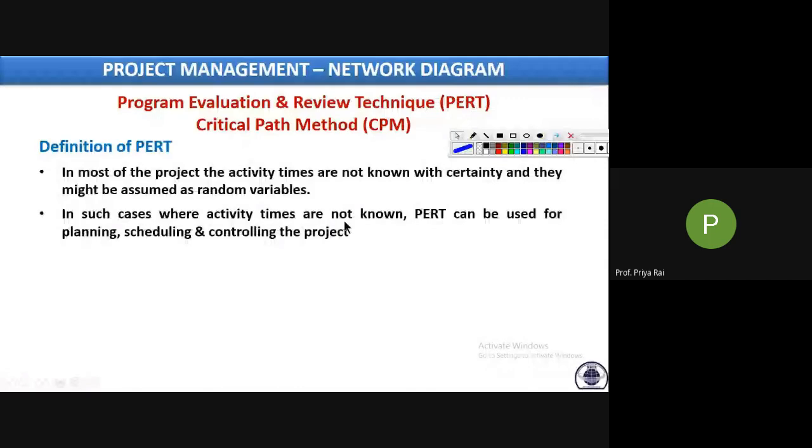See, in most projects, the activity times are not known with certainty. Say, for example, there is a research and development project, a research-oriented project, and another is the construction project. Now, can you tell me which one is more familiar to you, the research and development project or the construction project? Construction, yes. If you gain experience in that project, then you will be able to say that a similar type of project will take this much time to complete.